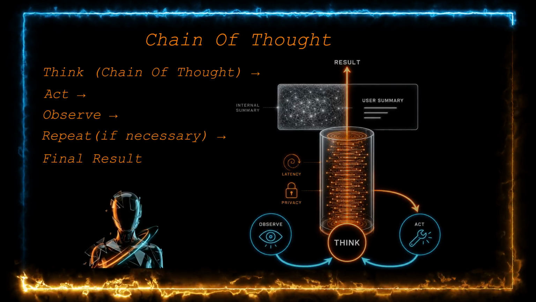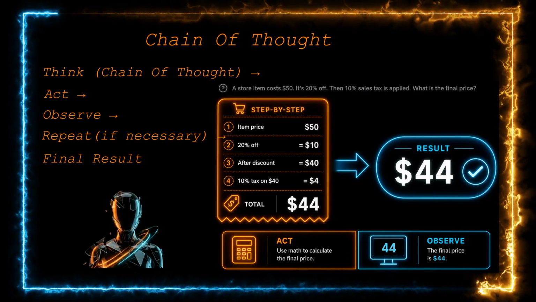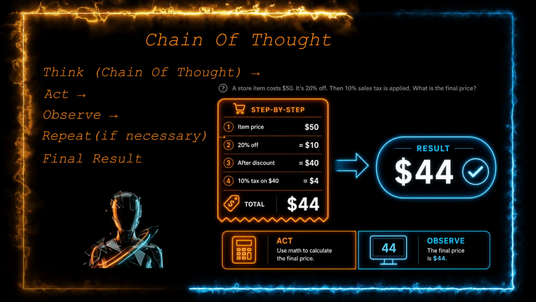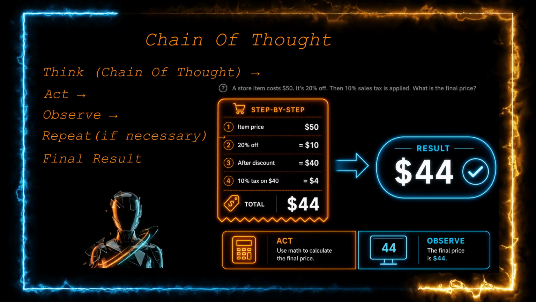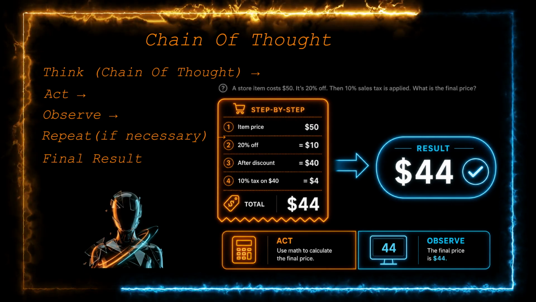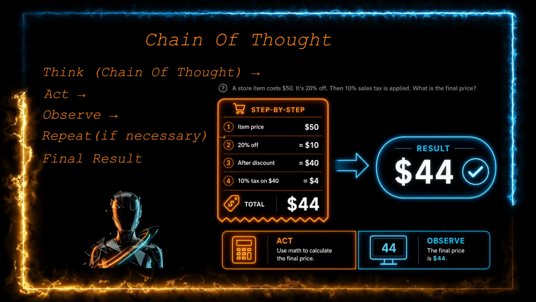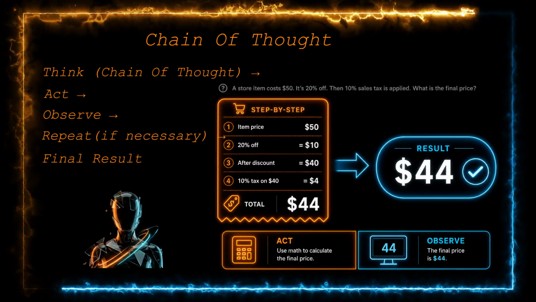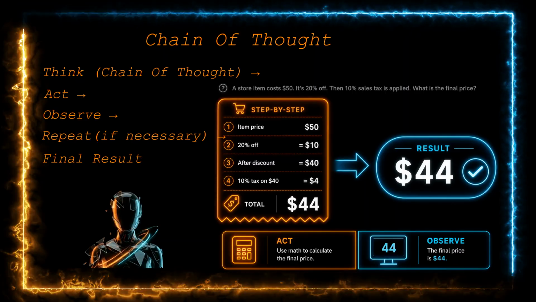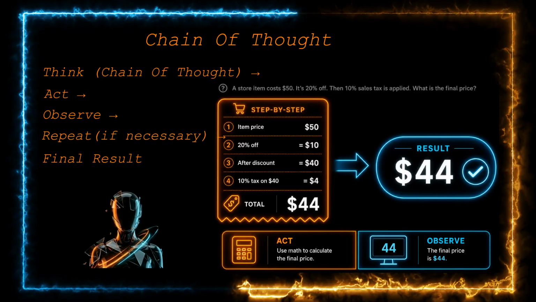Example: a store gives 20% discount on a $50 item, then adds 10% tax. What is the final price? Think, detailed reasoning. Original price equals $50. Discount equals 20%, which implies $10 off, so price after discount equals $40. Tax equals 10% of $40 equals $4. Final price equals $44. Act: perform calculation step by step. Observe: computed final price is $44. Final result: the final price after discount and tax is $44.